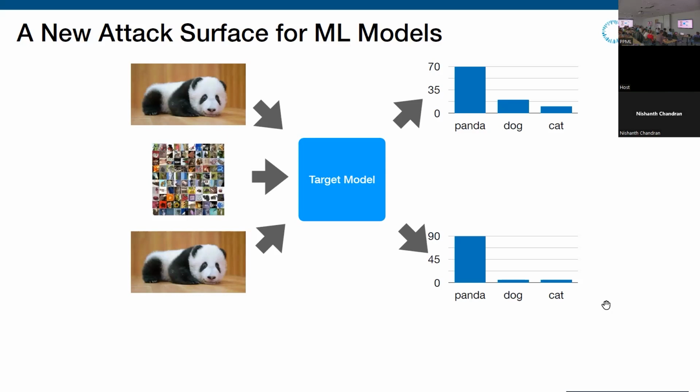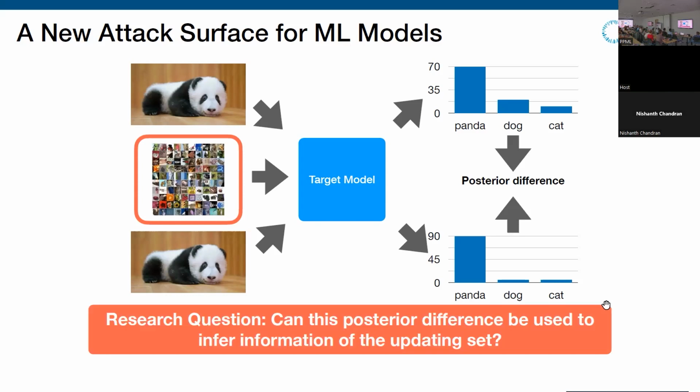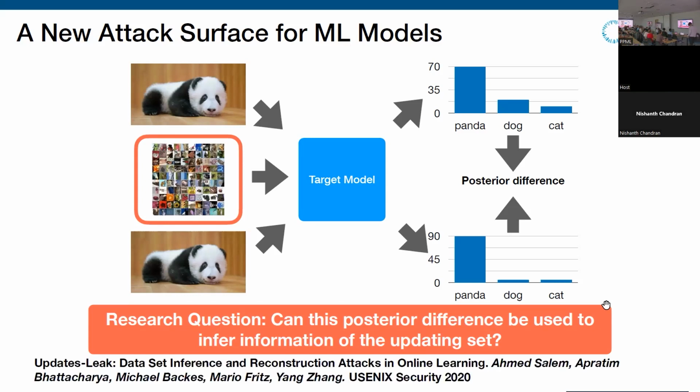So whether this is a new attack: I have the same image queried on the model with different versions, and I get different posteriors. And the difference in these posteriors is all because of the data set used to update the model. So in this paper, our question is: from this posterior difference, can you reverse back the information of the data set used to update your model?